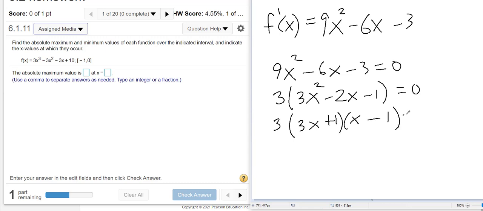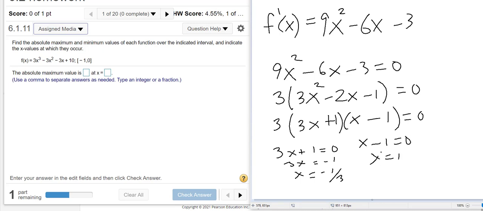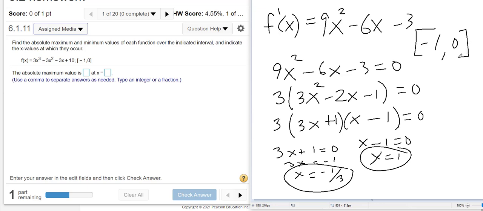Now, if you're not able to factor that, you should use the quadratic formula. 3x plus 1 equals 0. 3x equals negative 1. x is negative 1/3. x minus 1 equals 0. x is 1. So I have these two critical values that I need to check if they're in the interval. I look at my interval that's given, negative 1 to 0, and I realize that positive 1 is outside that interval, so only negative 1/3.